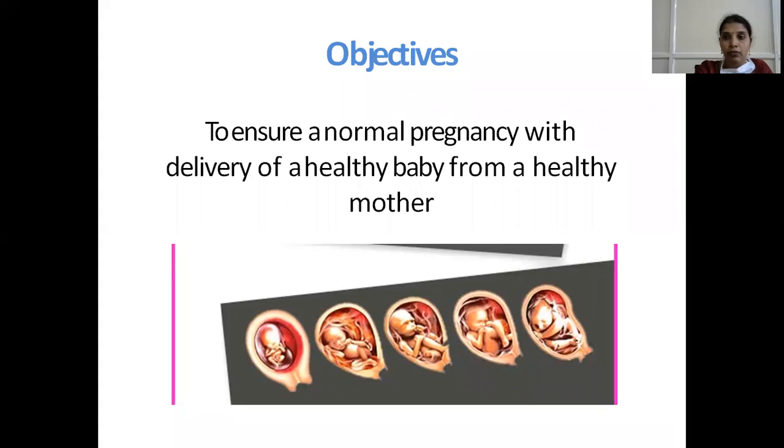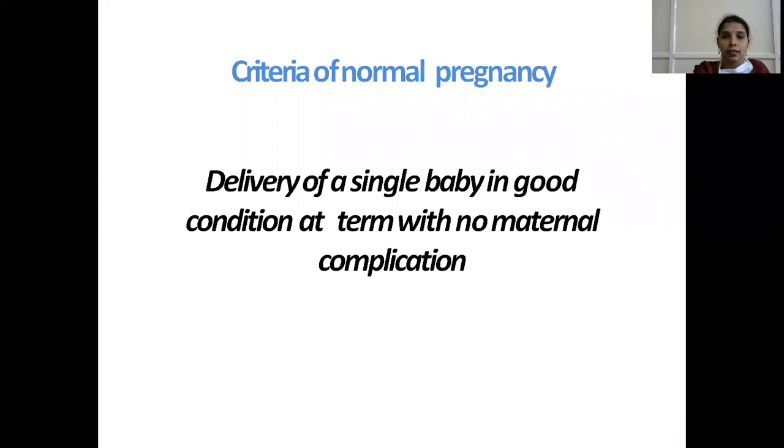What are the objectives of antenatal care? The main objective is to ensure a normal pregnancy with the delivery of a healthy baby from a healthy mother. What is a normal pregnancy? Normal pregnancy means delivery of a single baby in good condition at term with no maternal complications. That is the normal pregnancy.